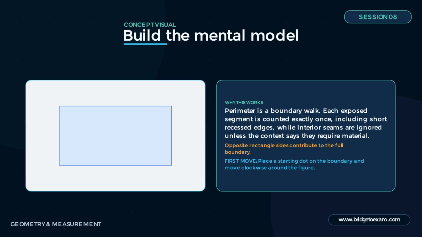A complete line of work should make the diagram, formula, substitution, arithmetic, unit, and conclusion easy for another learner to audit. Use this repeatable method. First, place a starting dot on the boundary and move clockwise around the figure. Second, record each outside segment exactly once and ignore interior divider lines. Third, infer missing horizontal or vertical pieces from matching overall dimensions. Finally, add all boundary lengths and perform a second trace to verify the count. Do not skip the final check simply because the calculator produced a number.